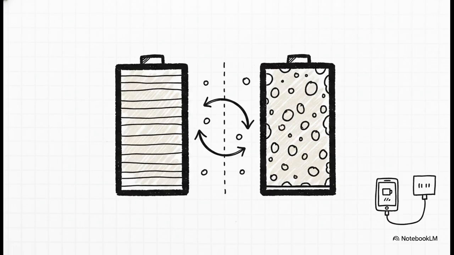So, when you're scrolling through social media and draining that battery, lithium ions are flowing from the negative to the positive electrode. Then, when you plug it into the wall at night, the electrons and ions are pushed right back. It's this incredibly rapid, continuous, microscopic shuttle of ions keeping you connected.